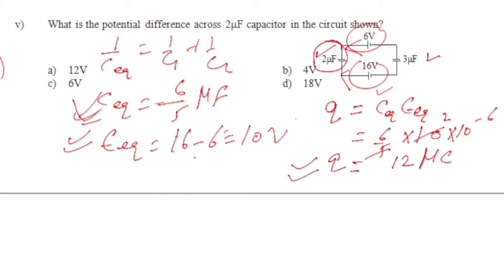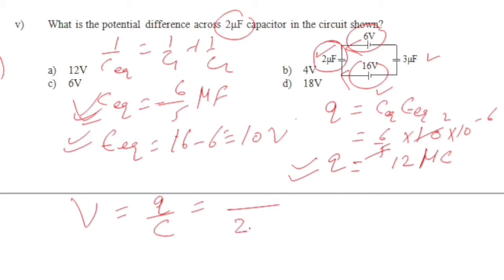So what is the formula for potential? V is equal to Q by C, and here C is 2 microfarad, because you have to calculate potential across the 2 microfarad capacitor. So you put C as 2 microfarad, and Q is 12 microcoulomb. After calculating this one, you get 6 volt. Is it clear? So which option is correct? 6 volt. Option number C is correct.